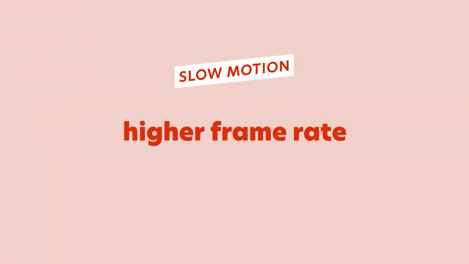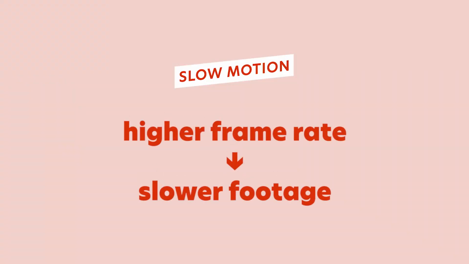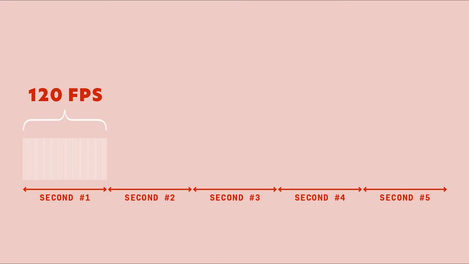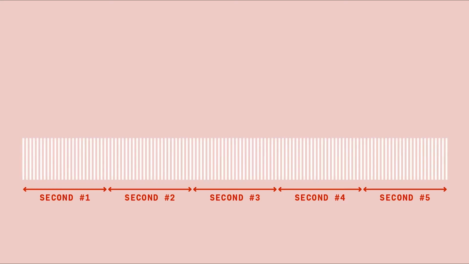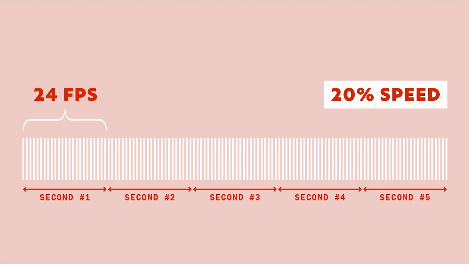And the higher the frame rate, the slower you can make your footage. So if our footage was shot at 120 frames per second and we stretch 1 second of that footage out over 5 seconds, then that would make our footage play at only 20% speed, but it's still going to look good because we have our minimum of 24 frames per second.